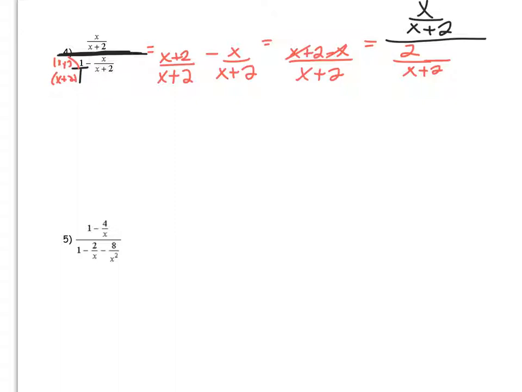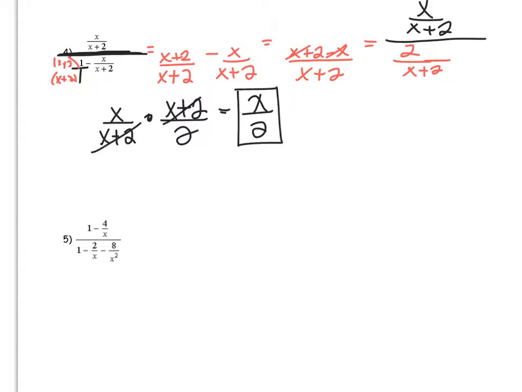So now I can keep, change, flip. Keep the x over x plus 2, change, and flip. These cancel. My final answer is x over 2.